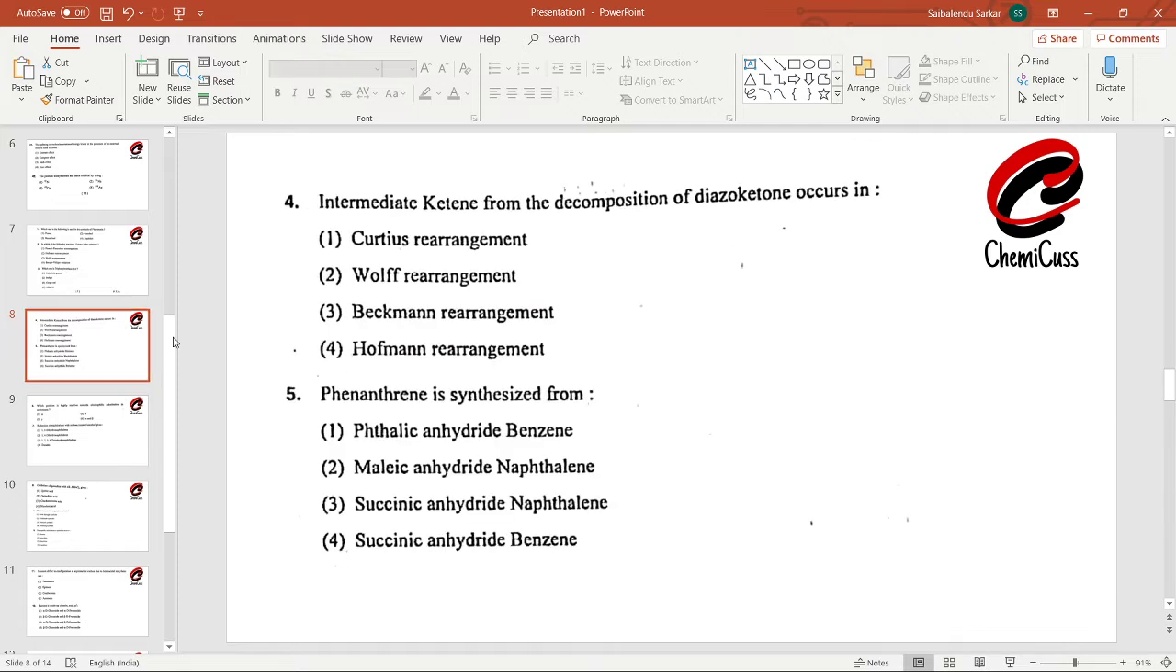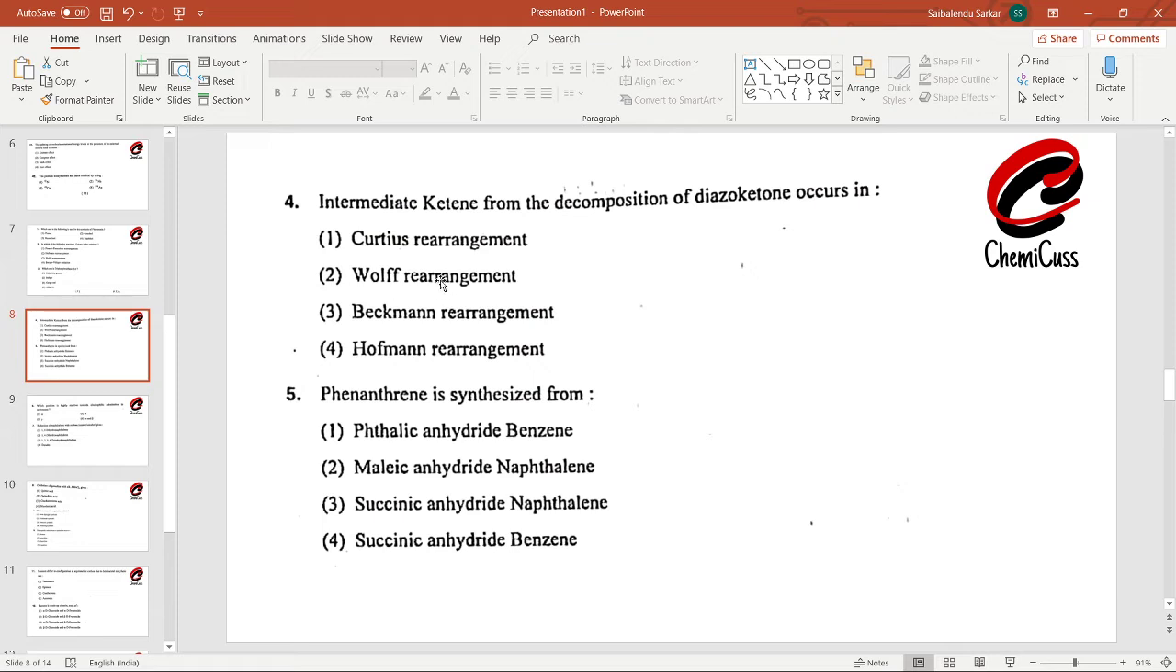Next, moving on to question number 4, intermediate ketene. We know that ketene has the same structure as allene, but here we have oxygen and carbon instead of CC, so C double bond C double bond O. The intermediate ketene from the decomposition of diazoketone occurs in which name reaction? For question number 4, option 2, Wolff rearrangement is the correct one.